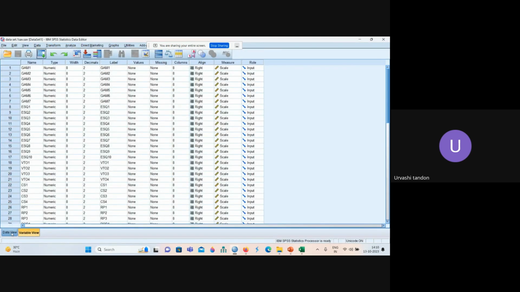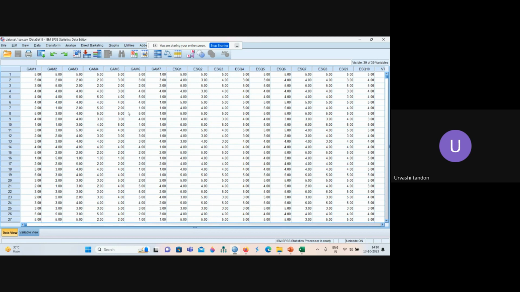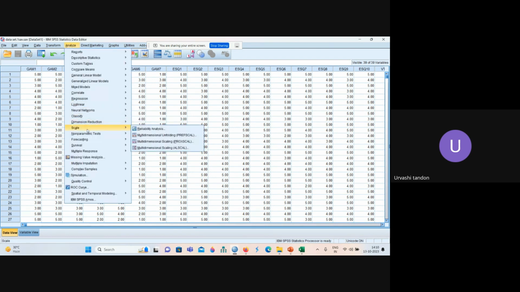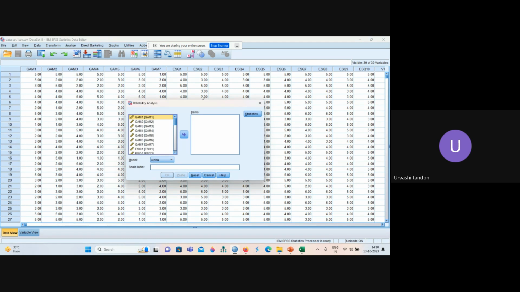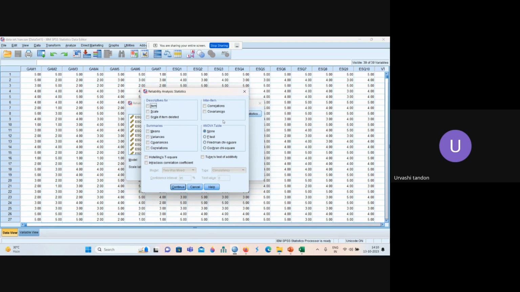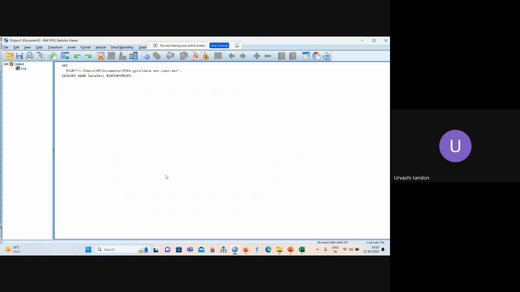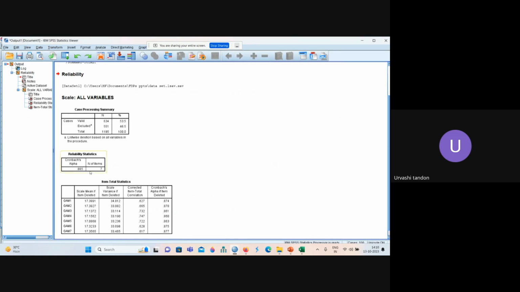See, let's say this is the data set I have. I hope this data set is visible to all of you. Yes, ma'am. So what I'll do is go to Analyze, go to Scale, and select Reliability Analysis. Here GAM is gamification. I'll take these items over here, go to Statistics, and click on Scale if item deleted. This is very important. I'll say continue and okay. So something came out with 7 items.